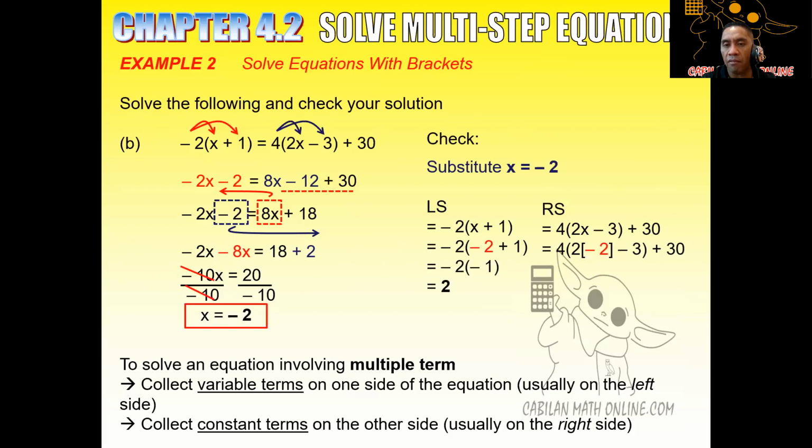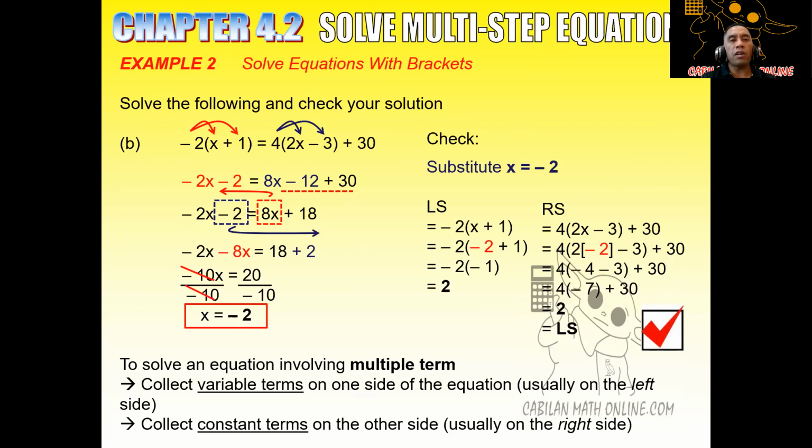So in the brackets, we have negative 4 minus 3. To simplify that further, inside the brackets, negative 4 minus 3 gives me negative 7. Now, 4 times negative 7 will give me negative 28. Negative 28 plus 30 gives me 2. So you notice the left side and the right side are exactly the same. So guess what? We know our answer is indeed correct.